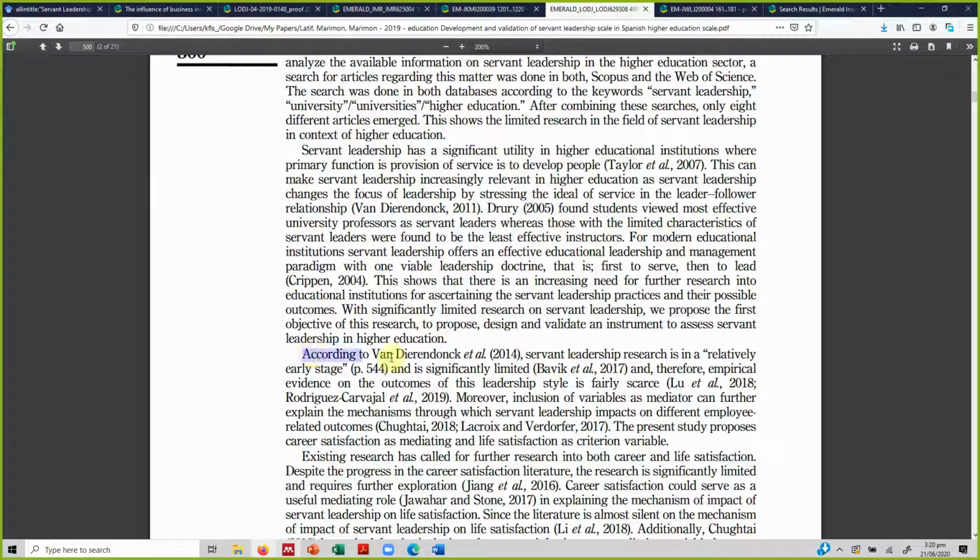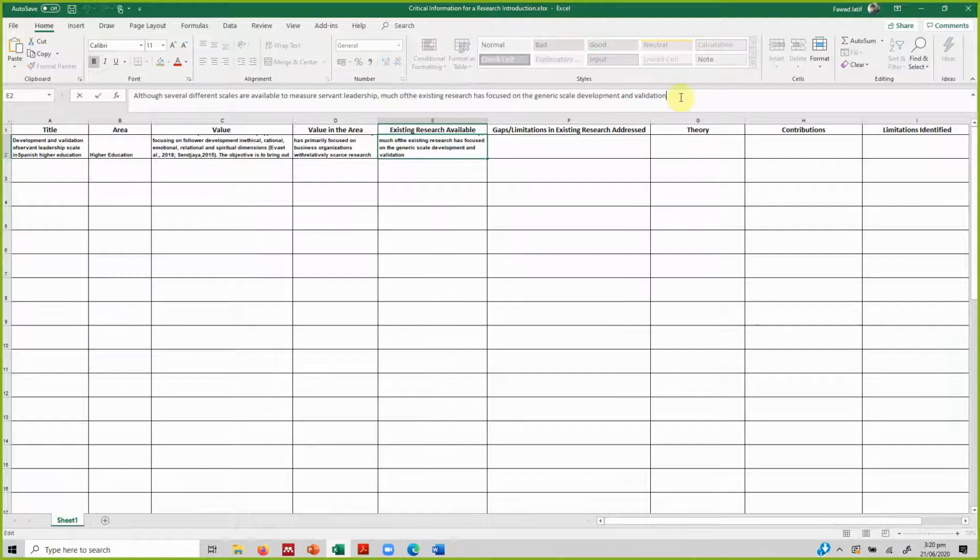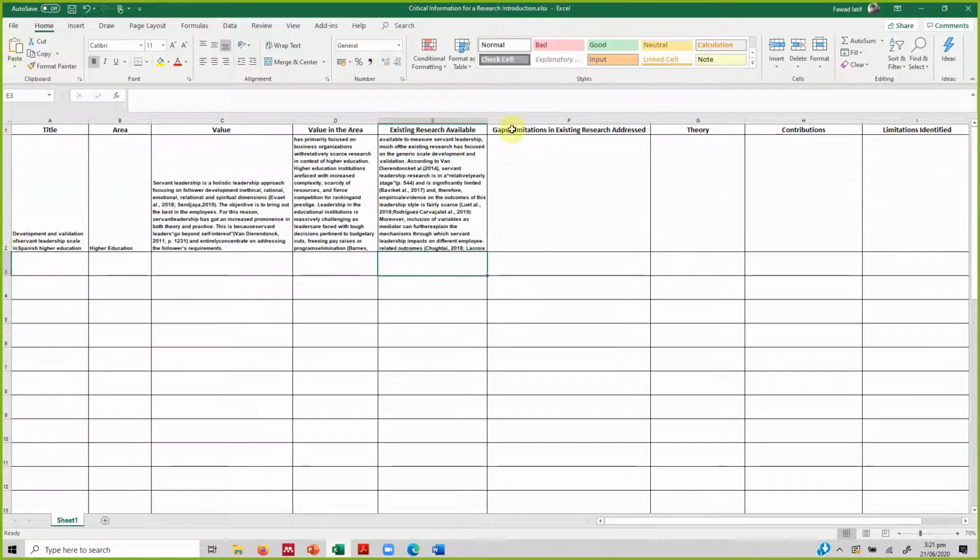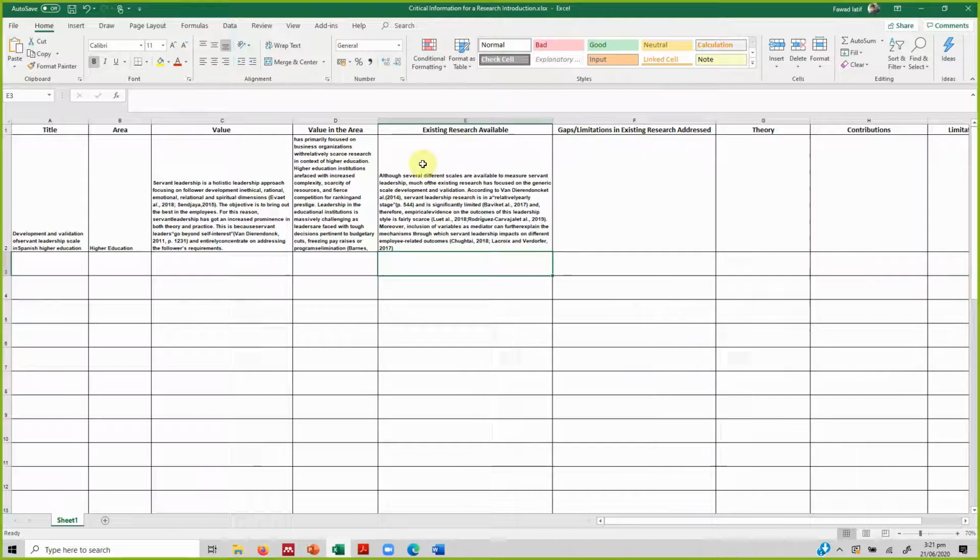So in this case, this is the limitations of existing research, just pertinent to servant leadership. But this paper has other variables in it as well, so there are other limitations that you need to copy and put in. Let's say this. Obviously you can just increase the size of the cell so that all the information fits in. So this is existing research.